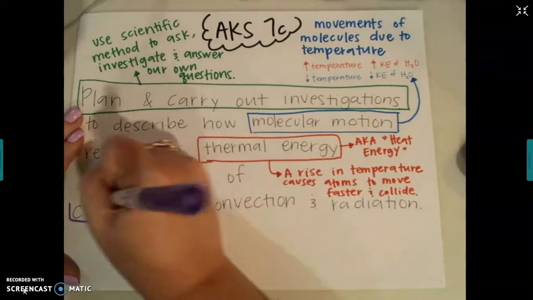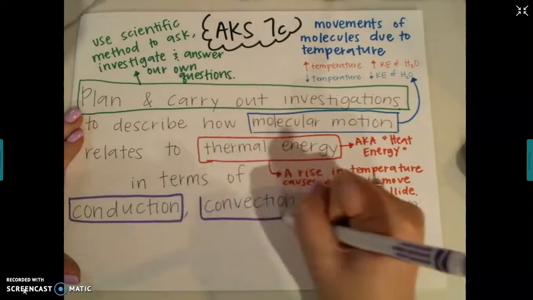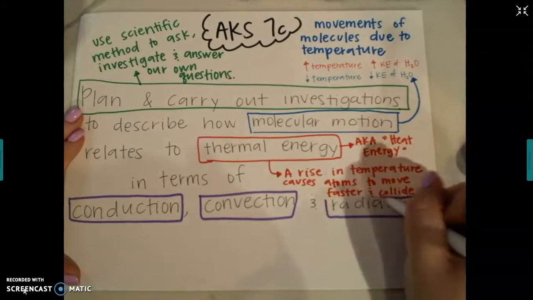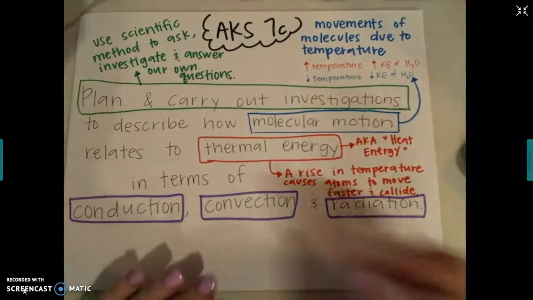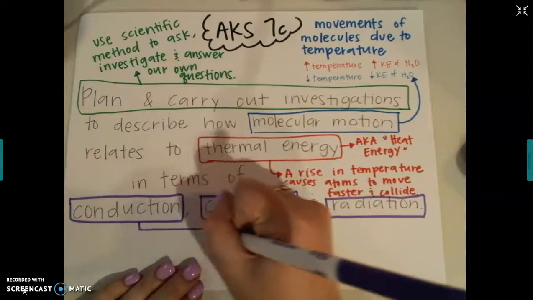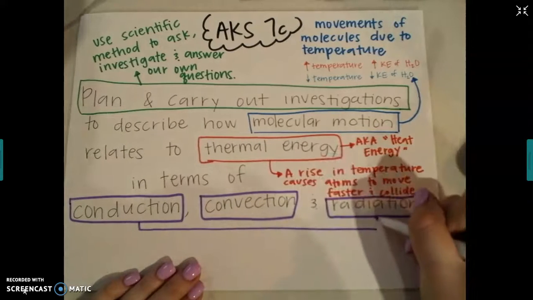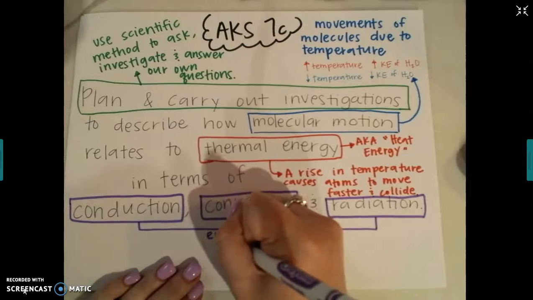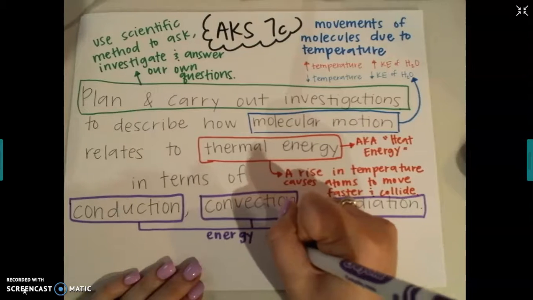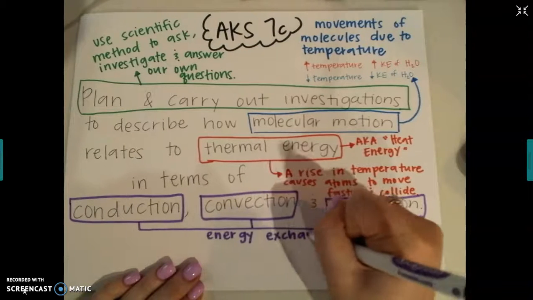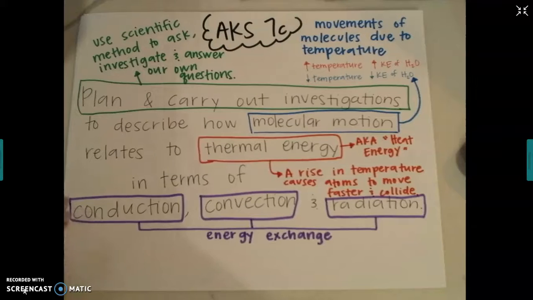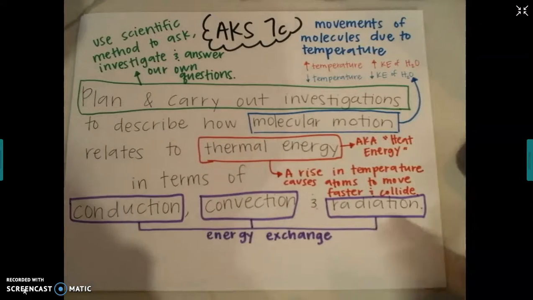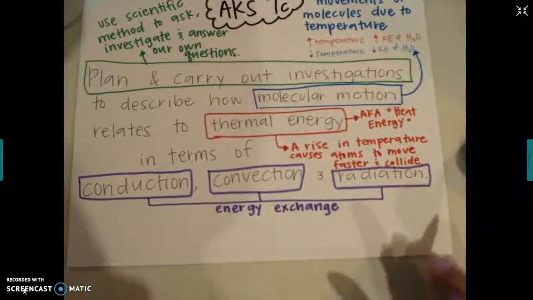I'm going to put some purple boxes around them. All three of these are going to be my options for energy exchange. So I want to draw a line connecting all of them, and I'm going to write energy exchange, because these are the three ways that thermal energy can be exchanged: through conduction, through convection, or through radiation, depending on the scenario.